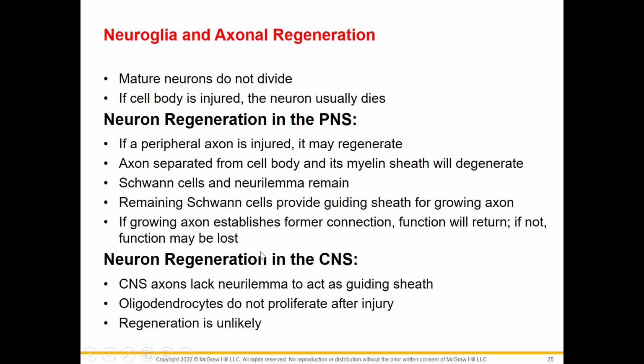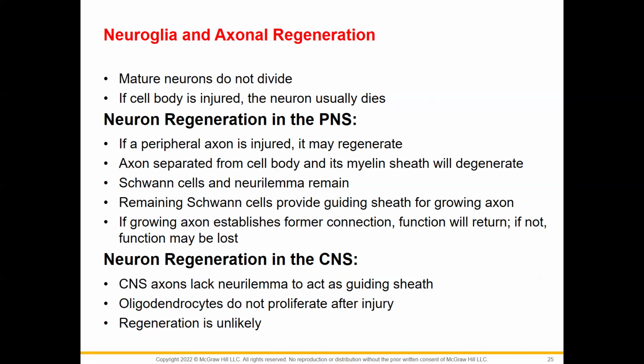In the central nervous system, the axons do not have a neurolemma. They don't have this specialized structure. So there is no neurolemma to act as a guiding sheath if that axon is destroyed. Oligodendrocytes don't proliferate if there is an injury to the oligodendrocyte. So regeneration of those axons is unlikely.